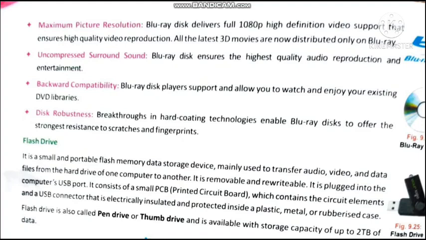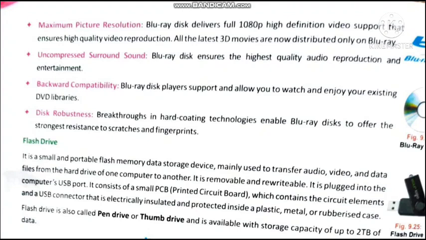Next comes flash drive, which you all are frequently using. Flash drive means pen drive, or another name is thumb drive. It can store up to 2 TBs of data. More variations will come where you will get more storage. It is a small and portable flash memory. Portable means it can be easily carried from one place to another. Mainly used to transfer audio, video and data files from the hard drive of one computer to another.